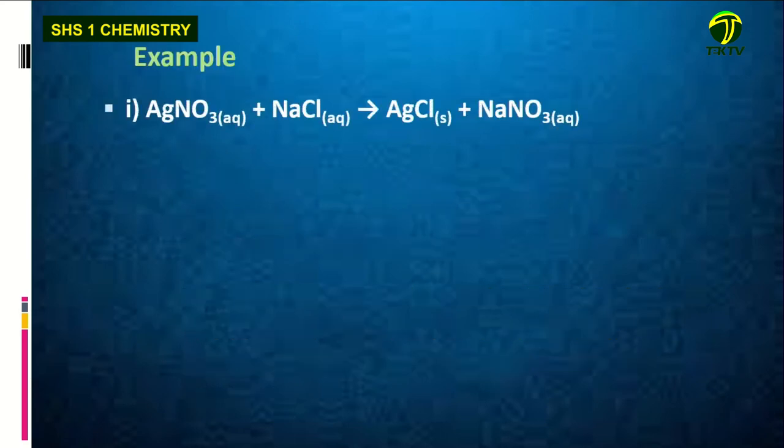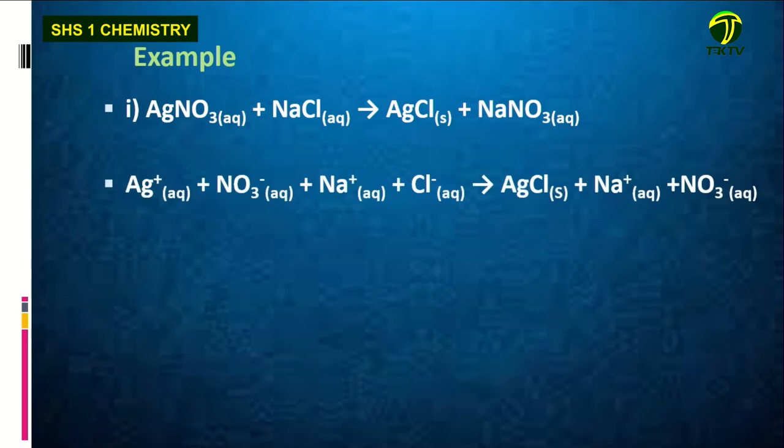Now, let's take example one. Silver nitrate reacting with sodium chloride to form silver chloride and sodium nitrate. You can see that silver nitrate is in aqueous form. Sodium chloride is in aqueous form. Silver chloride is solid. Sodium nitrate is in aqueous form. And we said all the aqueous substances will dissociate. So we see that AgNO3 is Ag+ with NO3-. They are all in the aqueous state. Then sodium chloride is Na+ combined with Cl-. Silver chloride, because it is in the solid state, we have maintained it. We have not broken that compound. But sodium nitrate is aqueous, and we have broken it into Na+ (aq) and NO3-.